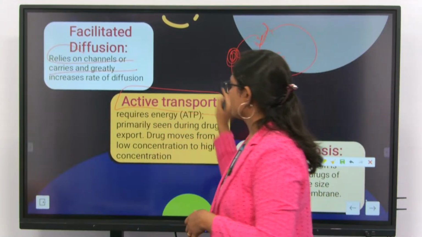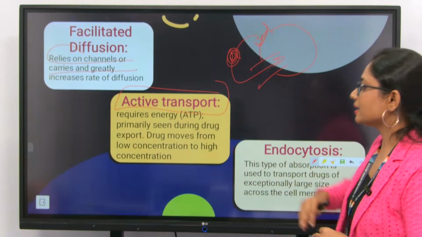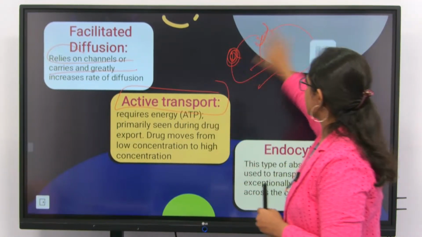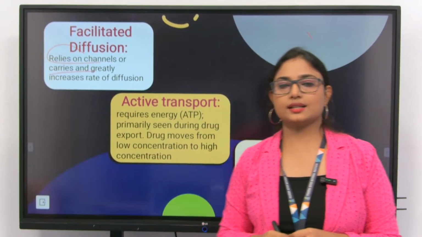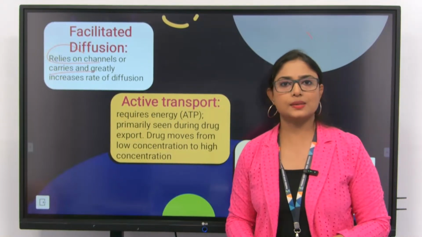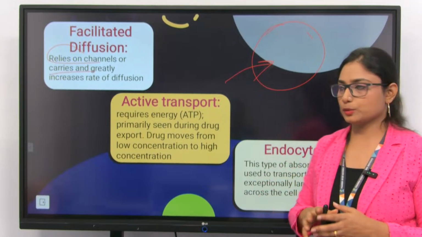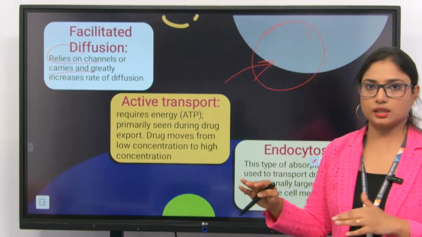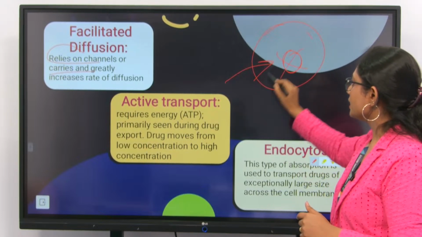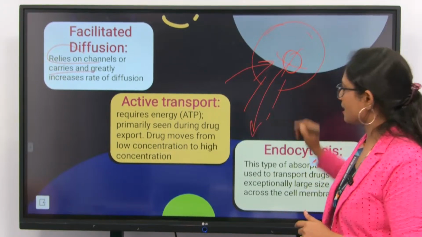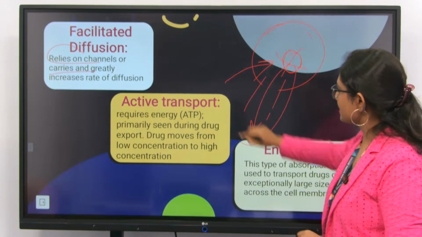Now, active transport. What is active transport? Here, it requires energy. Why is there a need for active transport? I'll take a simple example in case of drug resistance. When the drug is normally getting absorbed or diffused across the cell membrane, and the cell is not accepting the drug, it will just pull the drug out through an efflux pump. So that is known as active transport.